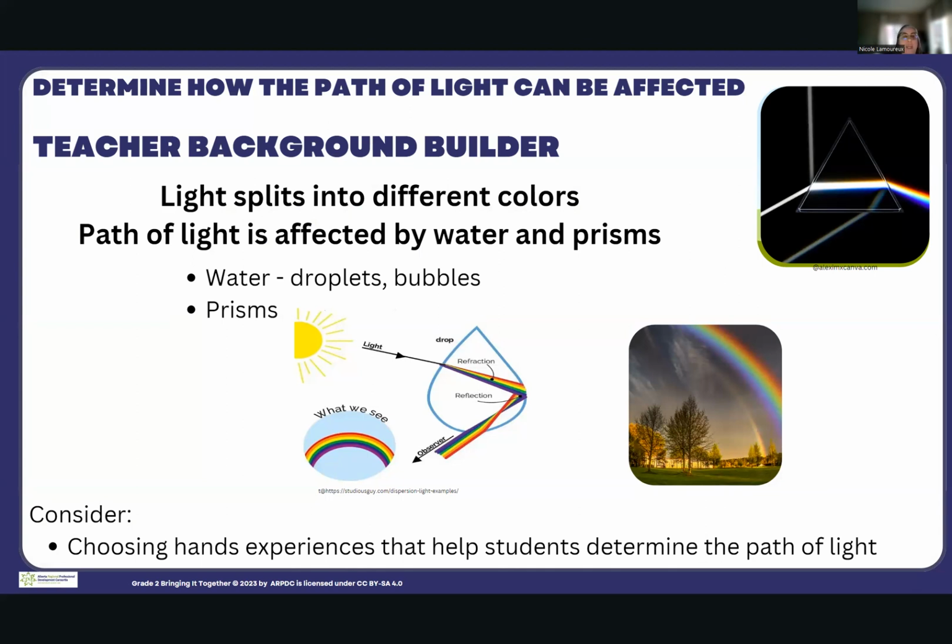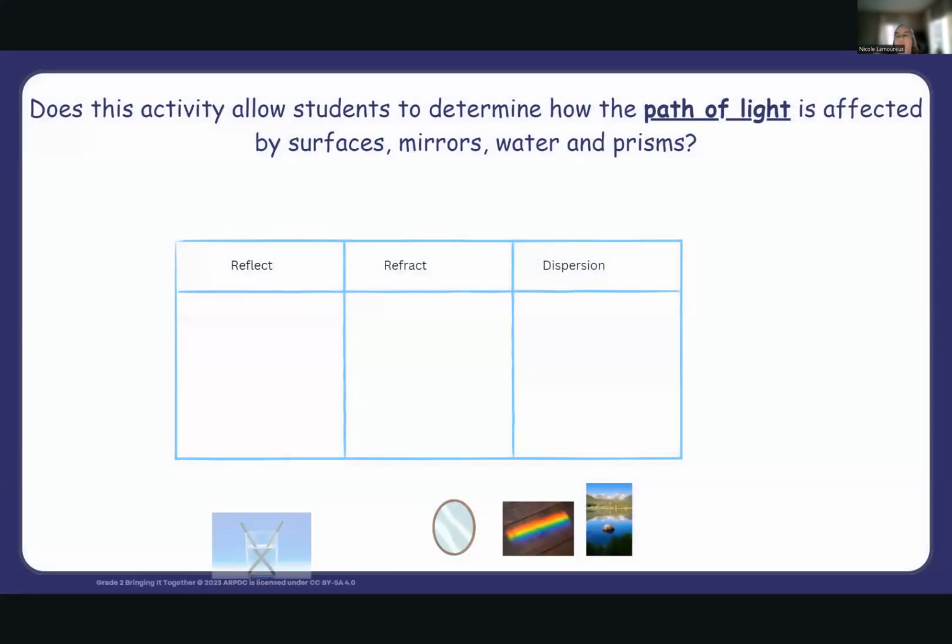So again, because they're determining the path of light, and coming to that conclusion is what determine means, then it means that they need hands-on experience to make those observations, record and reflect on those observations as well. This is rhetorical. You don't need to drop in the chat, but I do want you to think, because I have seen this on Teachers Pay Teachers, and I've seen this connected to our curriculum on other resources. They have the kids sort, reflect, and dispersion.